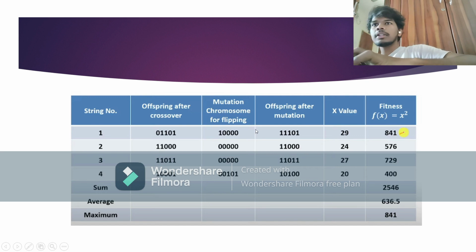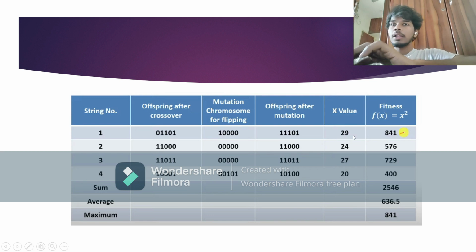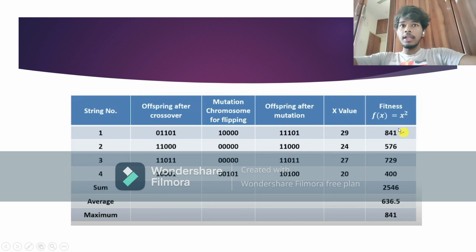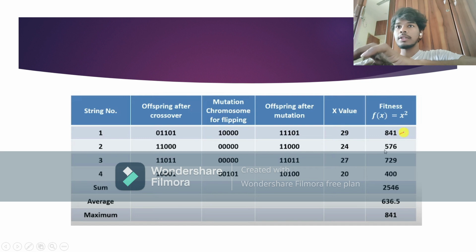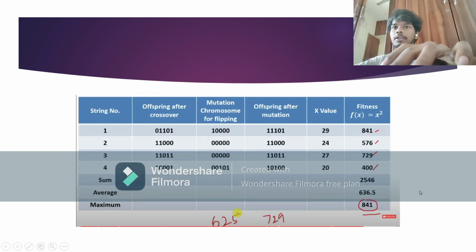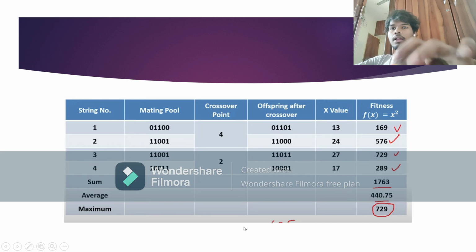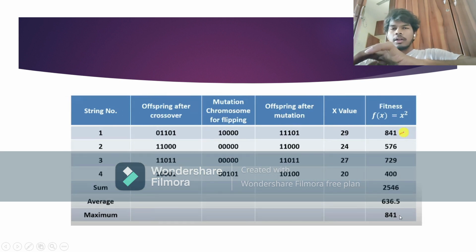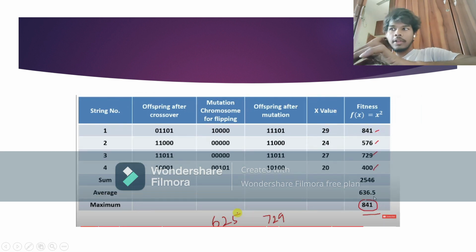By converting the binary values into decimal values, we get 29, 24, 27 and 20. By using the fitness function f of x, 29 square is 841, 24 square is 576, 27 square is 729, and 20 square is 400. We add all these and get 2546, and by taking the average we get 636.5. The maximum value among these is 841. Comparing the previous maximums 625, 729 and 841, we find 841 is the highest value.